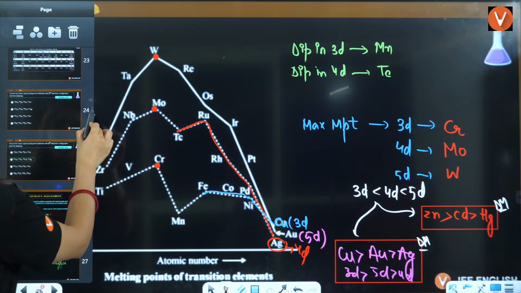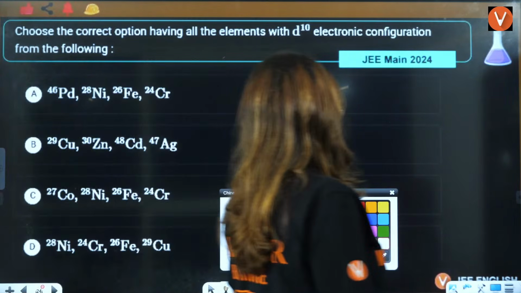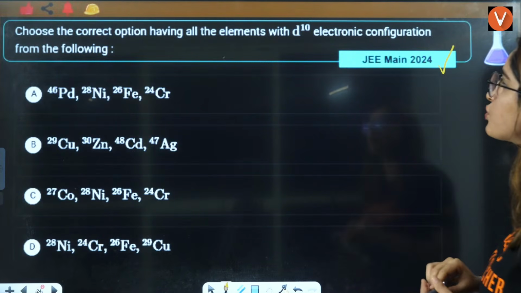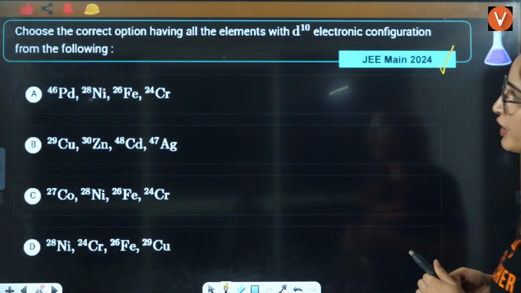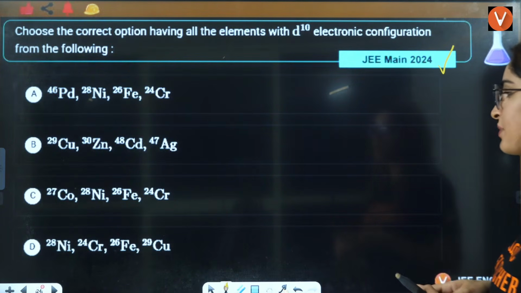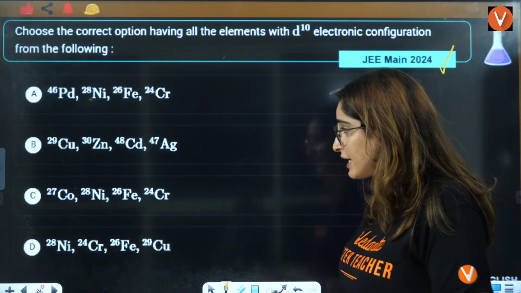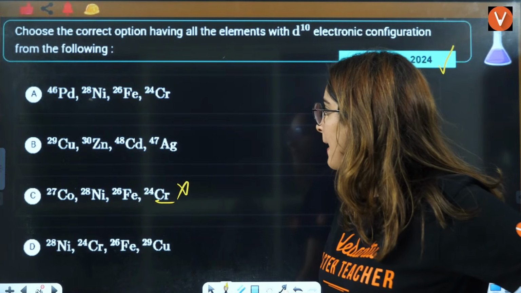Let me see if there is any. I think there was some question that we were about to do, but I skipped it, okay? So, JEE Mains 2024 question: choose the correct option having all elements with D10 electronic configuration from the following. So you have to choose the one which is having D10 electronic configuration. So this is already ruled out, right?